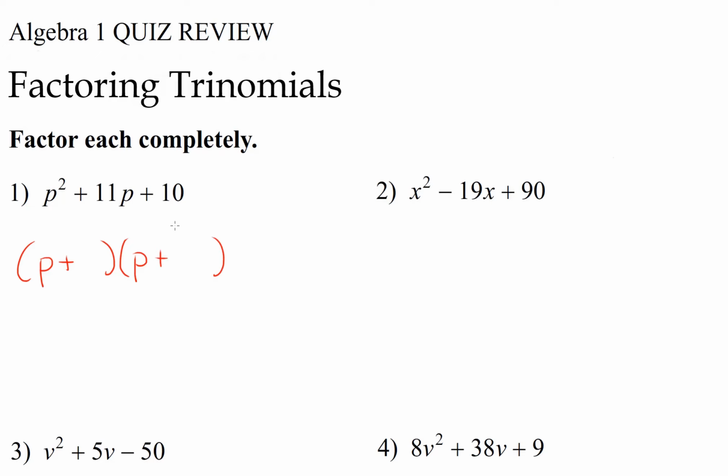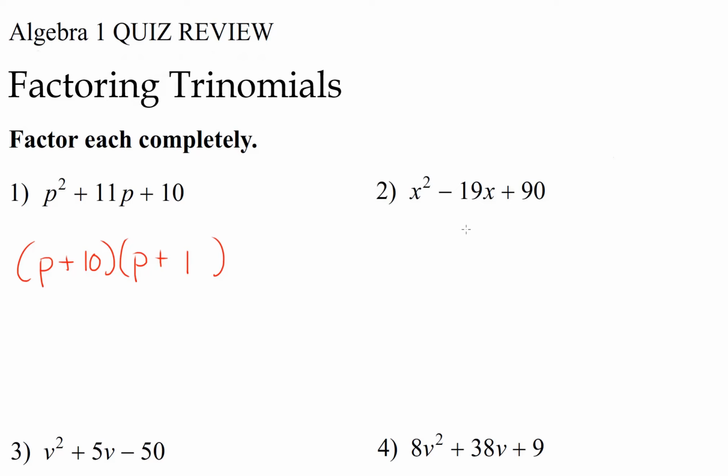So next, what we need to think of are two numbers that multiply together to make 10 and add together to make 11. And that's going to be 10 and 1. 10 times 1 is 10, and 10 plus 1 is 11. Now, since these are both plus plus, it does not matter where we put the 10 or where we put the 1. So this works because, again, 10 times 1 is 10, and 10 plus 1 is 11. So that's our answer. All right, on to question number 2.